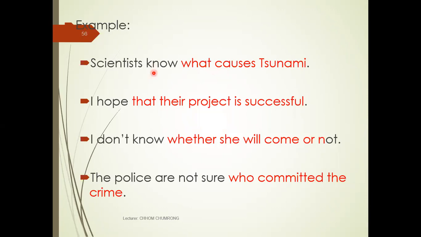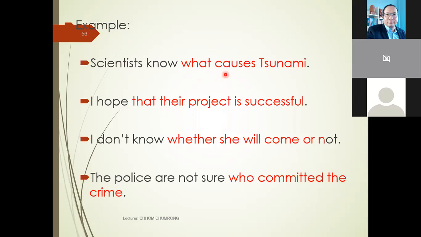Sometimes they ask you, where is the noun clause or DC? Here, what causes tsunami. How about the IC? Scientists know, the whole sentence. The whole IC. So it has two functions. It is DC and it is also the object. That's why this is called what? Complex sentence, not simple sentence.